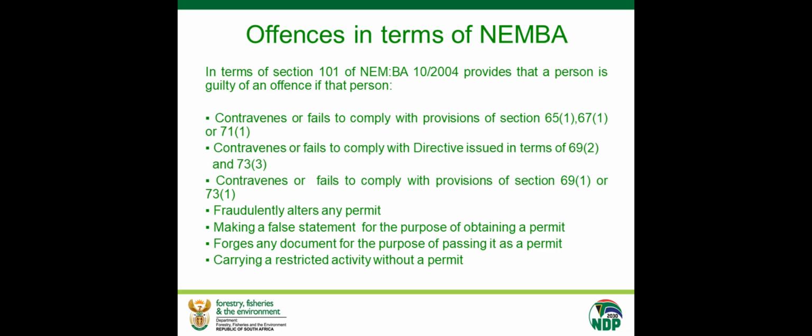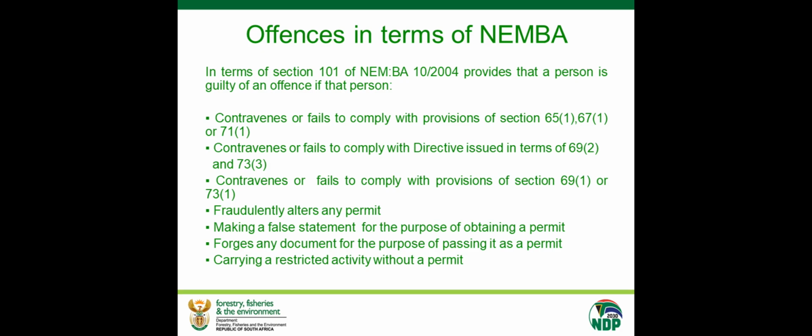A person who also fails to comply with the provisions of section 69, subsection 1, and 73, subsection 1. Section 69, subsection 1 talks about the permit conditions with regard to alien species. So you must follow all the permit conditions. You must comply with all the conditions. And then if you are not complying, it's an offense.